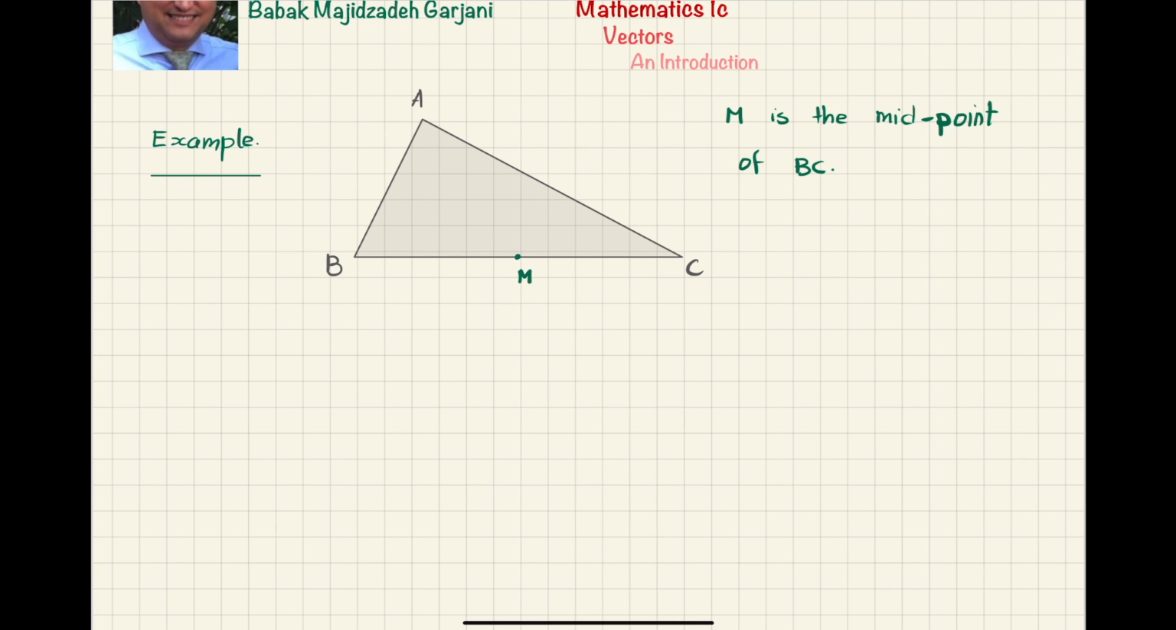And then I don't know if you remember or not, if we have a line segment which connects A to M, this is called a median of the triangle. Yes, so let me just draw that median. Yes, so this is the median. So AM is called a median.